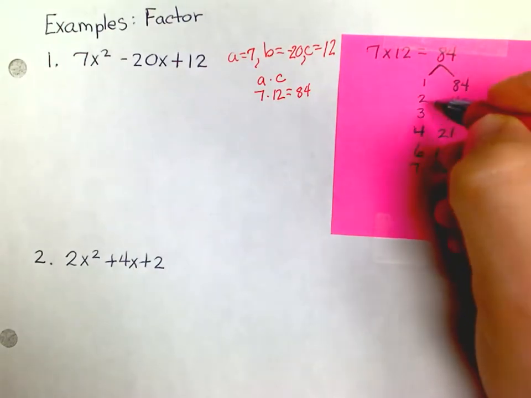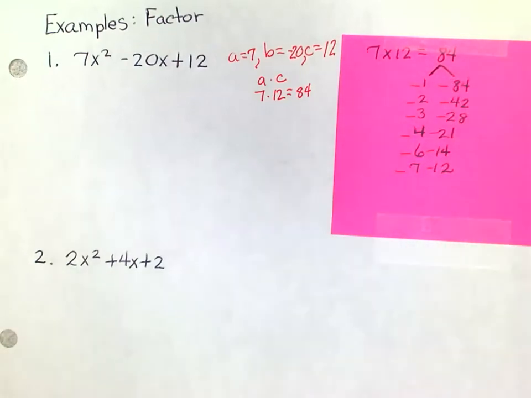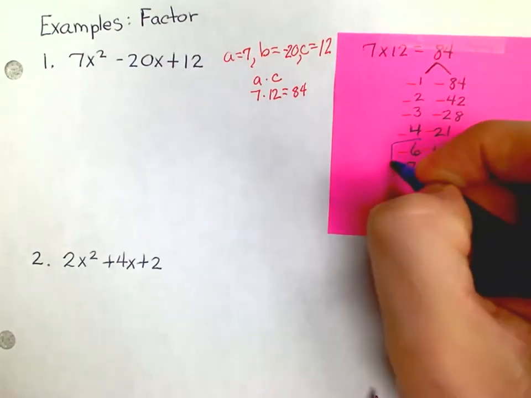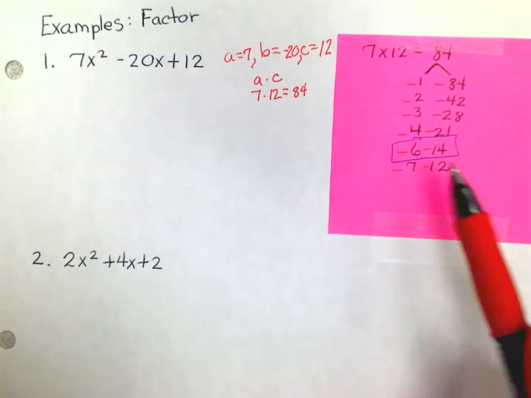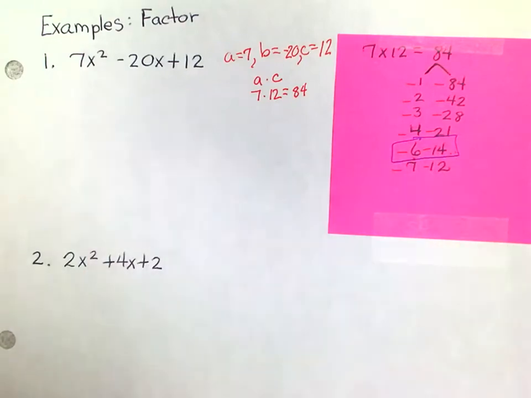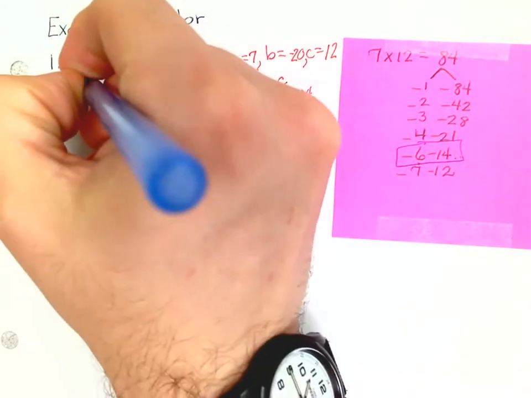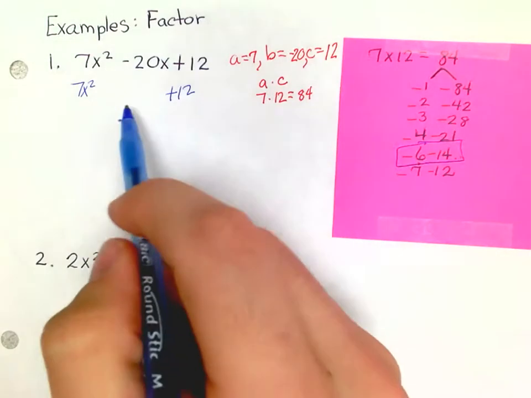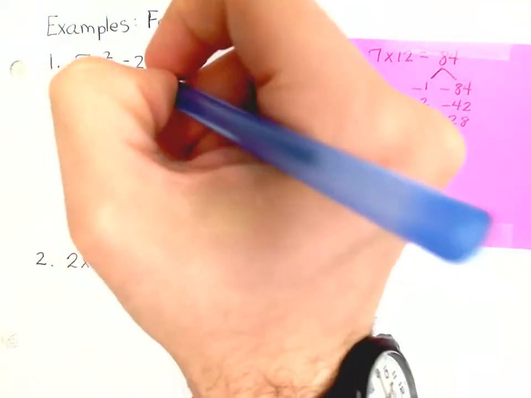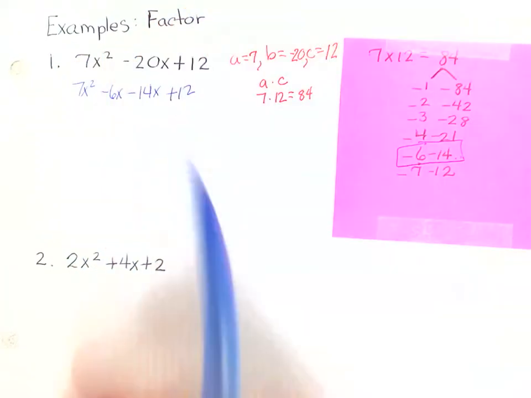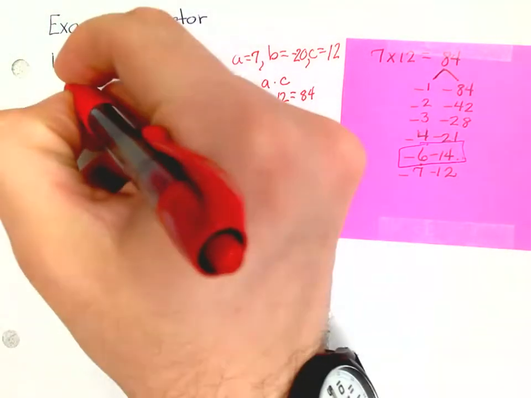So I believe if we make all of these negative, only one set will work, and that will be the term negative 6 minus 14, because if you multiply these together you get a positive 84, but if you add them together you get a negative 20. So just use that procedure to rewrite the original trinomial, replacing the B term with a negative 6x, don't forget the variable, minus a 14x. And then we should be able to use our rules of factoring to break these apart.